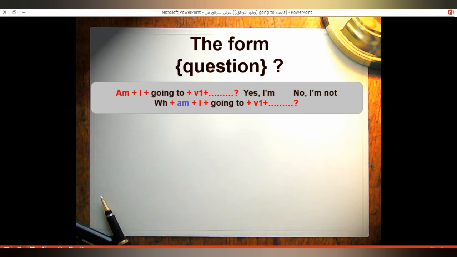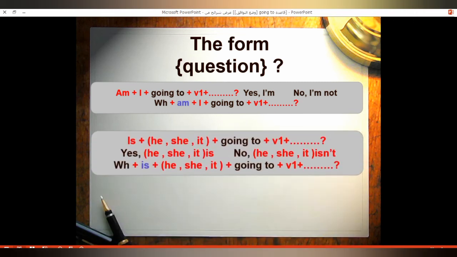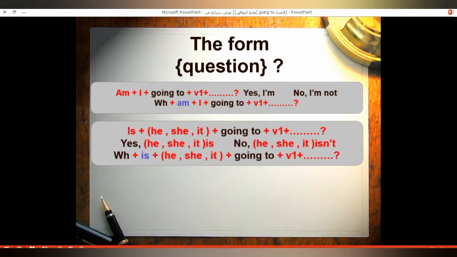WH questions are different from yes or no questions: what, where, when, how, why, anything like this. The same structure, but we only add the WH word first, like what, when, where: what am I going to play? Okay. Is plus he, she, it, meaning any of them, plus going to plus verb 1.